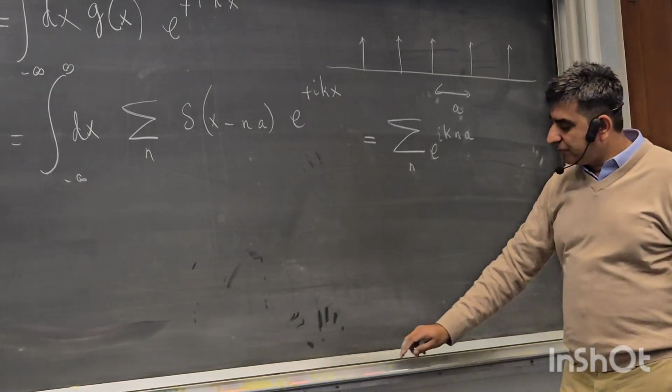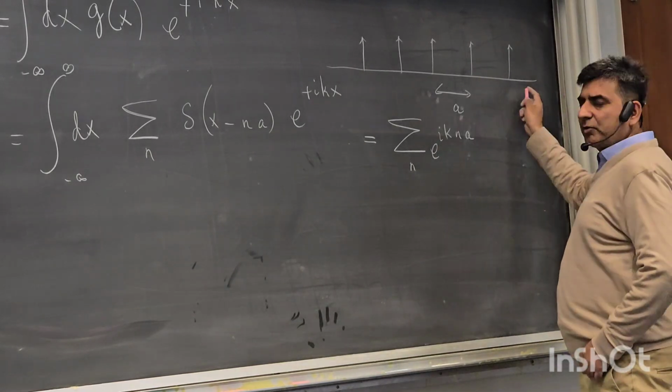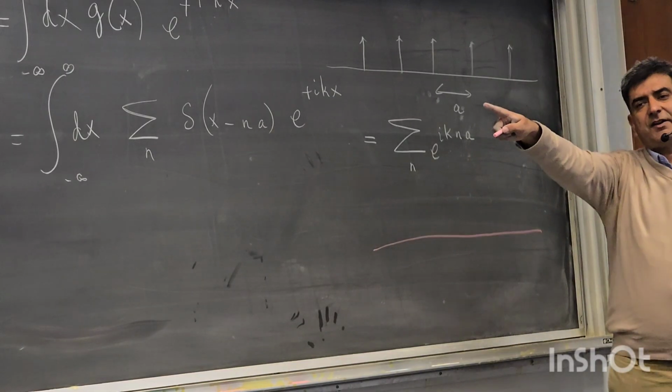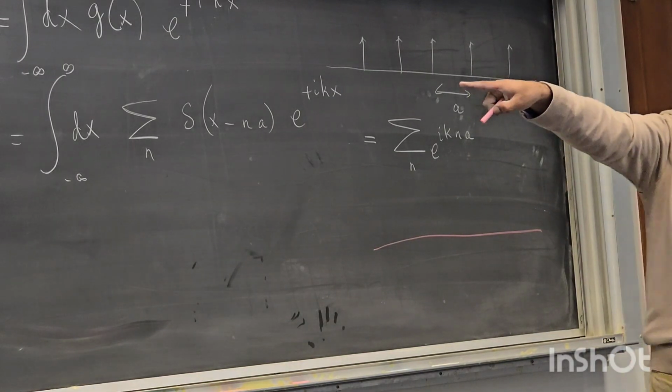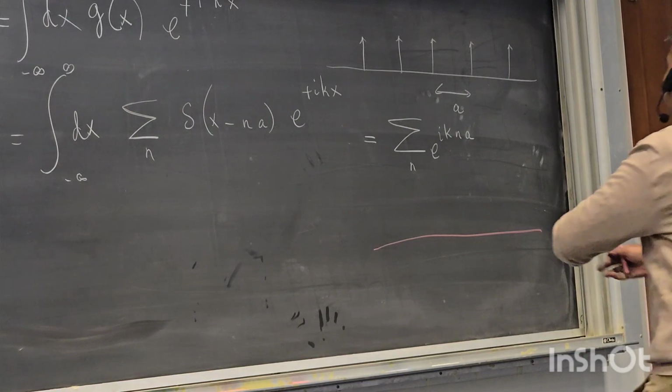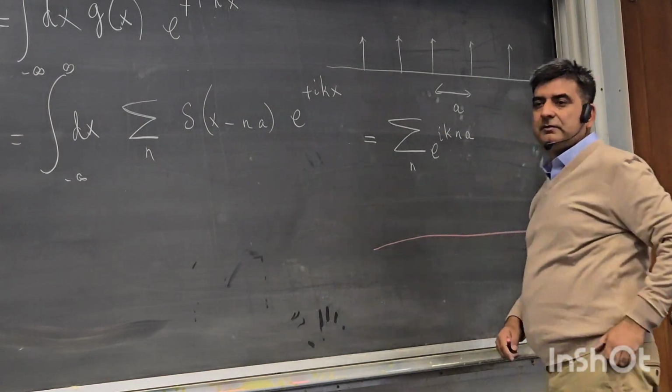What I would like to ask you, if this were my direct space, from the construction that I've done, what will my reciprocal space look like? Purely from the geometric construction and from the definition of how I'm constructing the reciprocal lattice. What will the reciprocal space look like corresponding to this train of pulses?